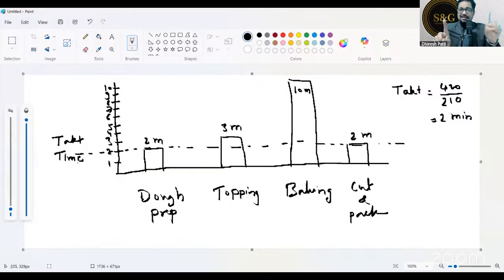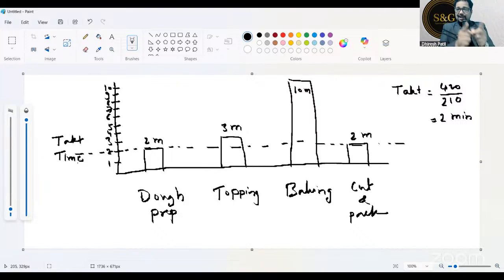Everybody's clear with this? Just give me yes in the chat box. Whatever I've drawn, simple pizza process. Everybody's clear? Everybody just type yes.